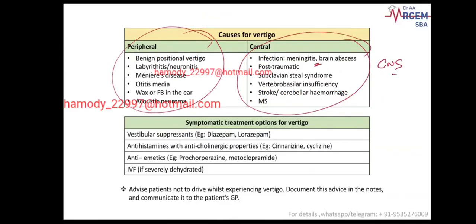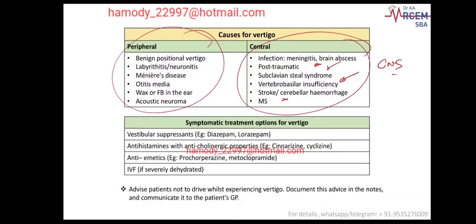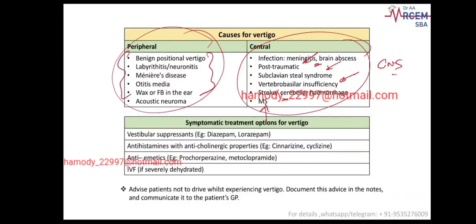It can be an infection, it can be a stroke, or it can be a vascular insufficiency, or it can be a subclavian steal syndrome, or post-traumatic, or it can be multiple sclerosis. Something is wrong in the CNS, the central nervous system. If it is peripheral, then this is what we need to think about.